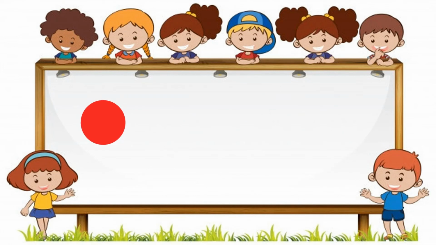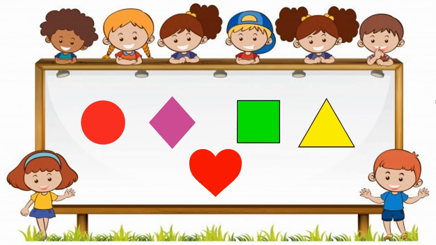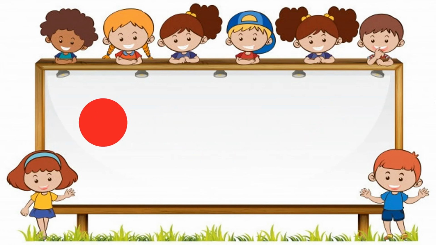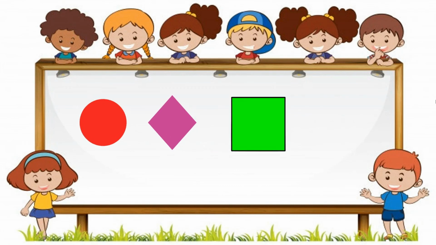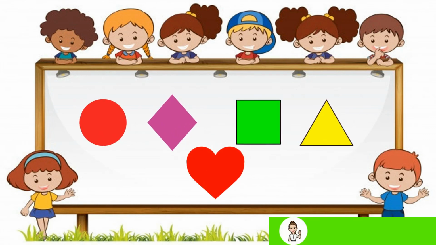A circle, a diamond, a square and a triangle. A circle, a diamond, a square and a heart. A circle, a diamond, a square and a triangle. A circle, a diamond, a square and a heart.